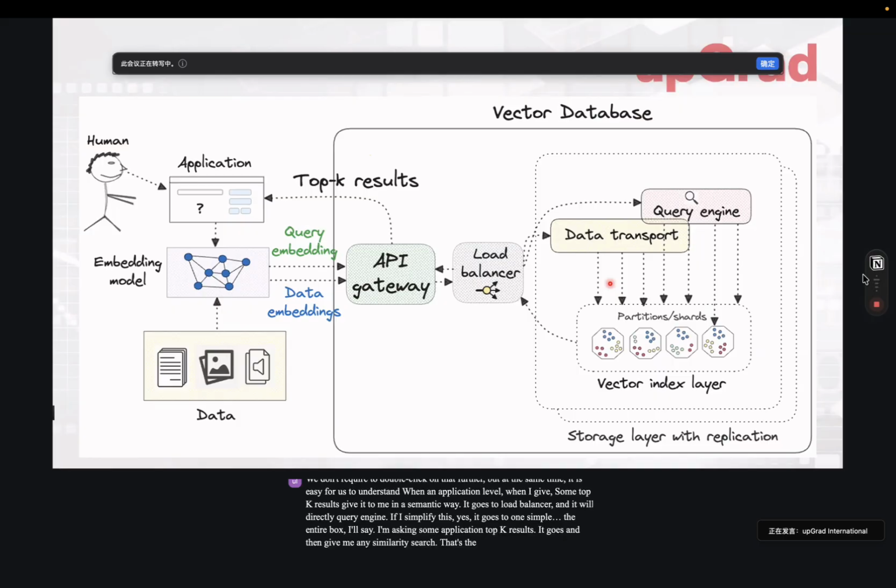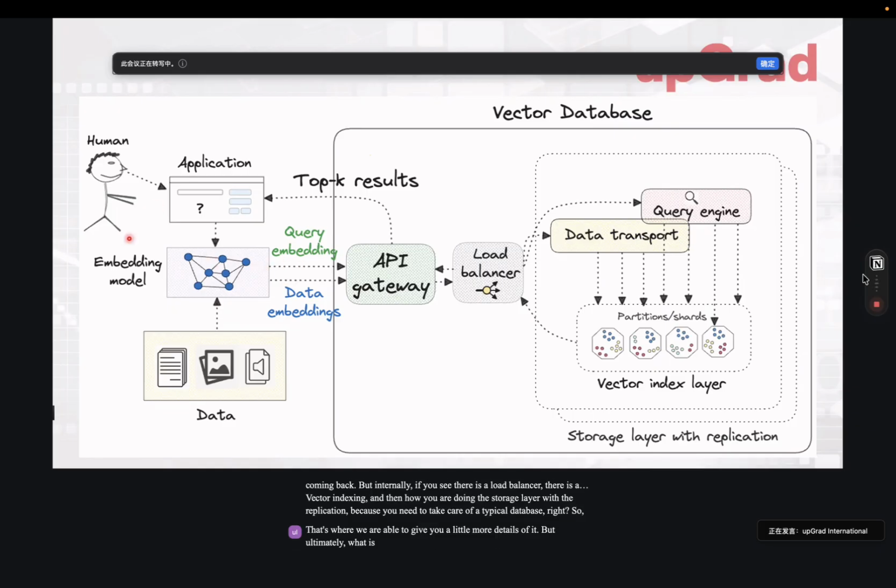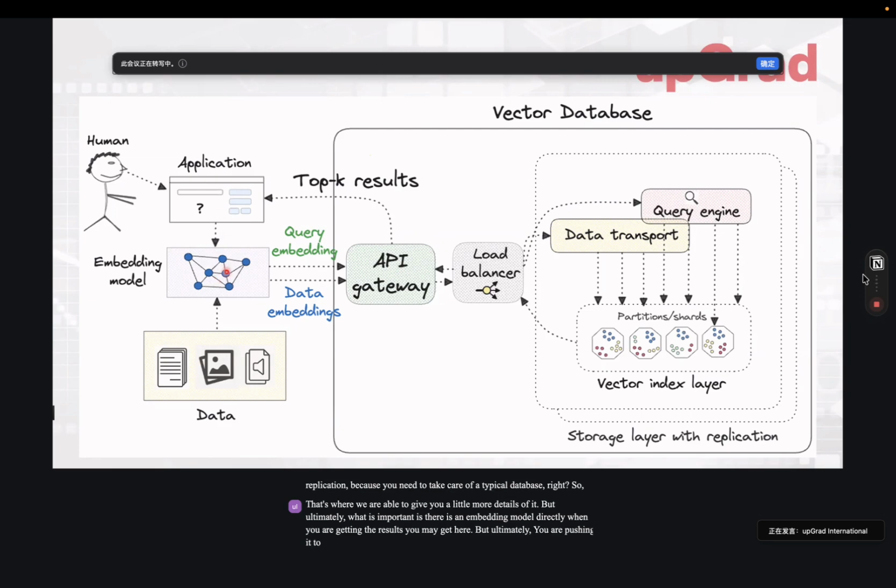That's the one line going and coming back. But internally, if you see, there is a load balancer, there is vector indexing, and then how you are doing the storage layer with the replication, because you need to take care of a typical database, right? So that's where we are able to give you a little more detail. But ultimately, what is important is there is an embedding model. Directly when you are getting the results you may get here, but ultimately, you are pushing it to an embedding model.